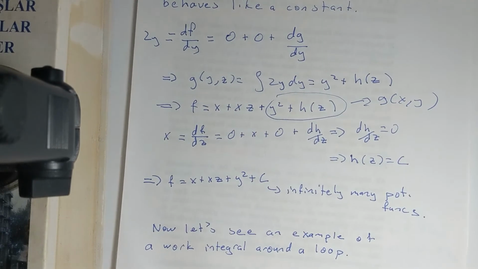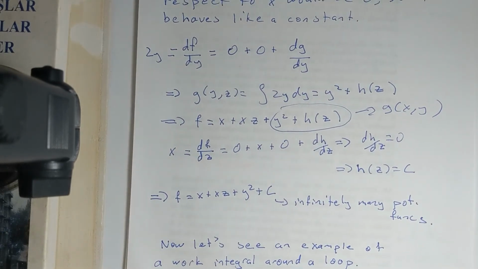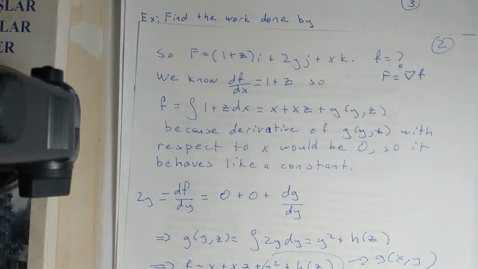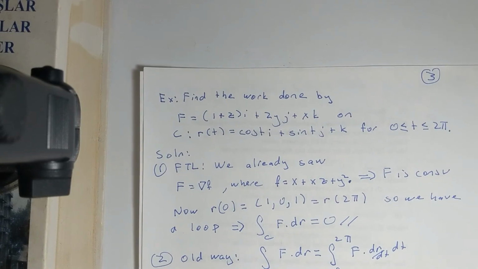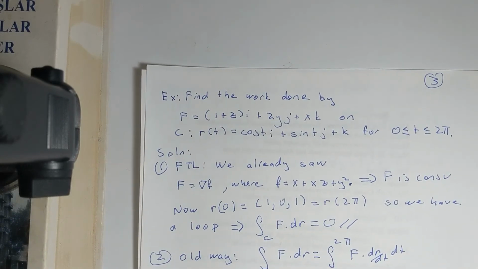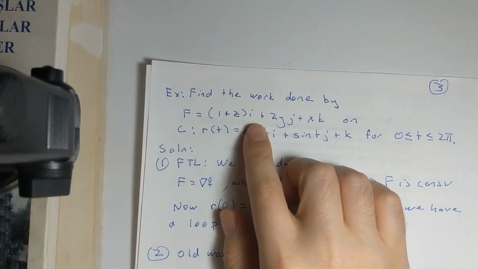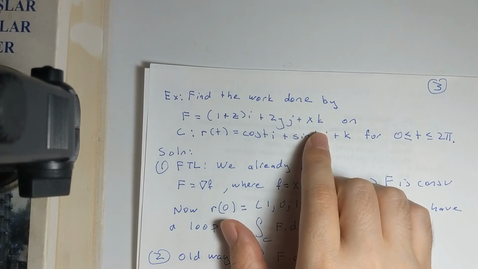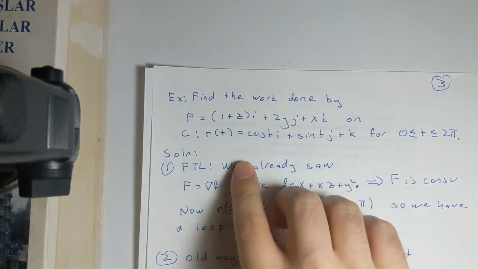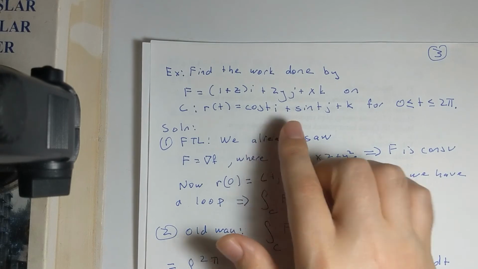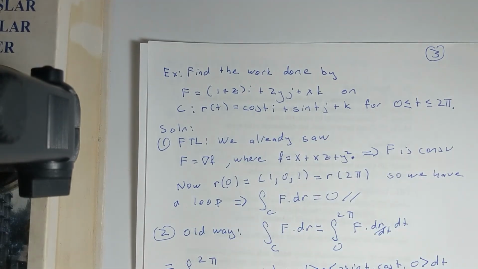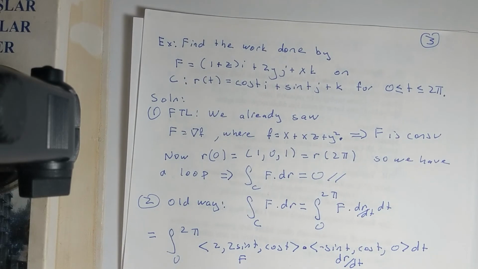So let's exactly do that. How would we do these integrals? We haven't seen an example around a loop. Let's see an example around a loop. So I am going to use the same example. We are going to try to find the work done by F. It's the same vector field, F equals (1 plus z) i plus 2y j plus x k, and we chose the curve r of t equals cosine t i plus sine t j plus k, where t is between 0 and 2 pi.